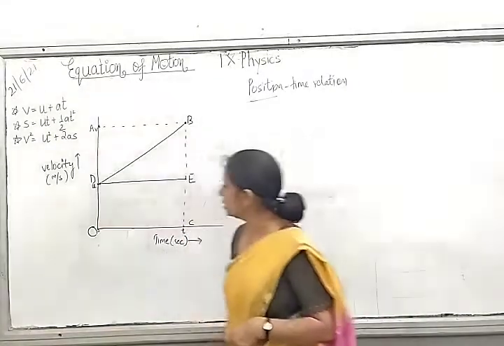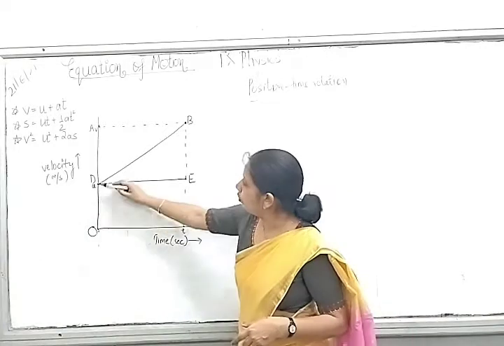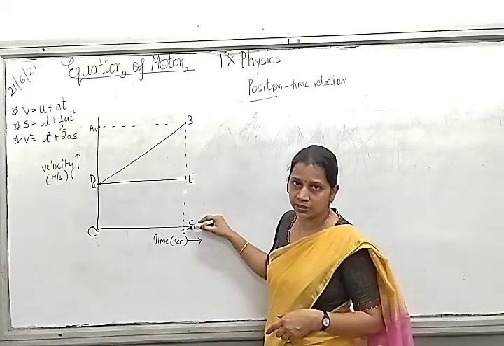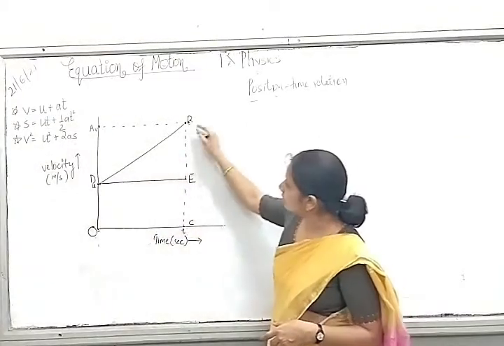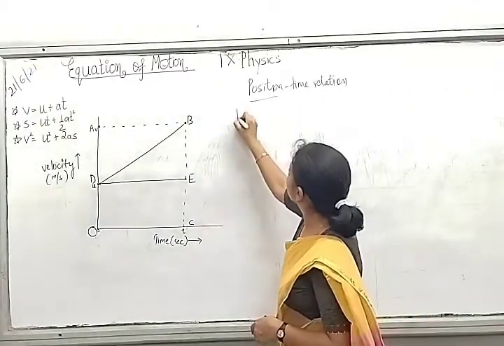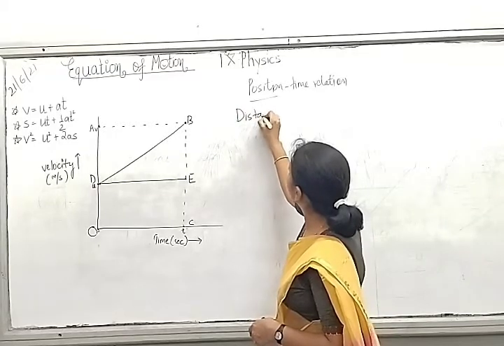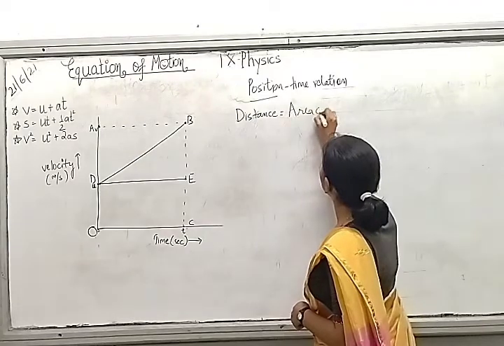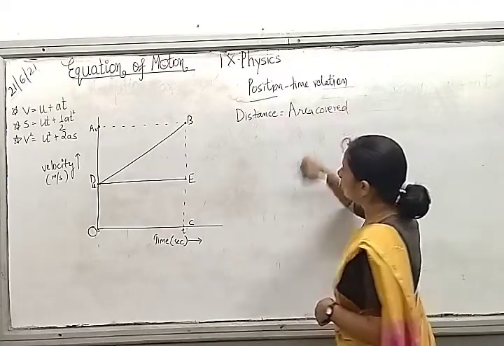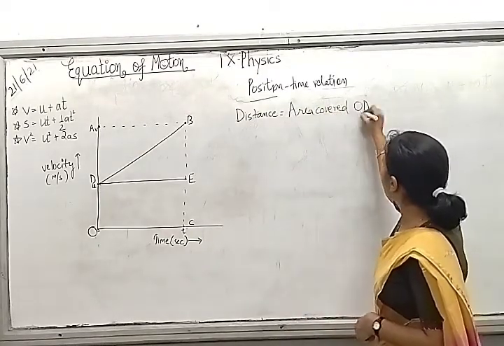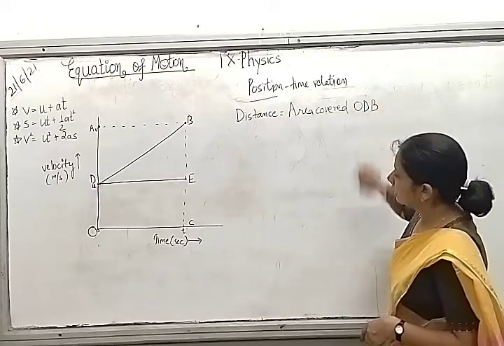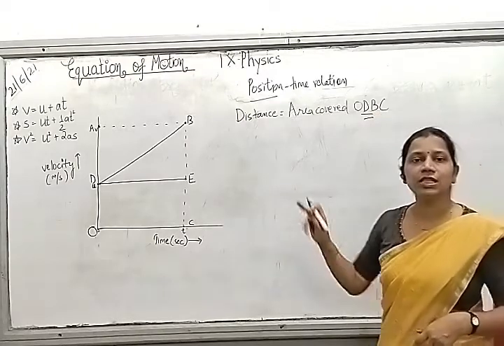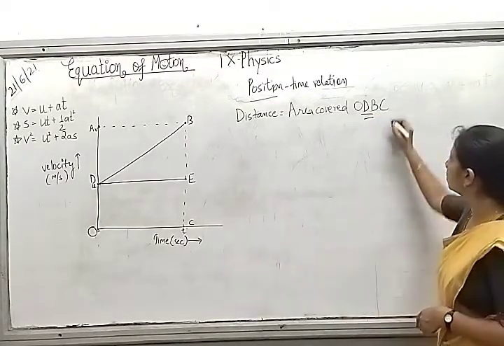So here, the area covered is nothing but ODBC. Right, this is the area covered. And what is this? This is your trapezium. So distance here, I can write as the area covered, and the area covered is ODBC. And what is this ODBC? If you see the shape, this is nothing but a trapezium.